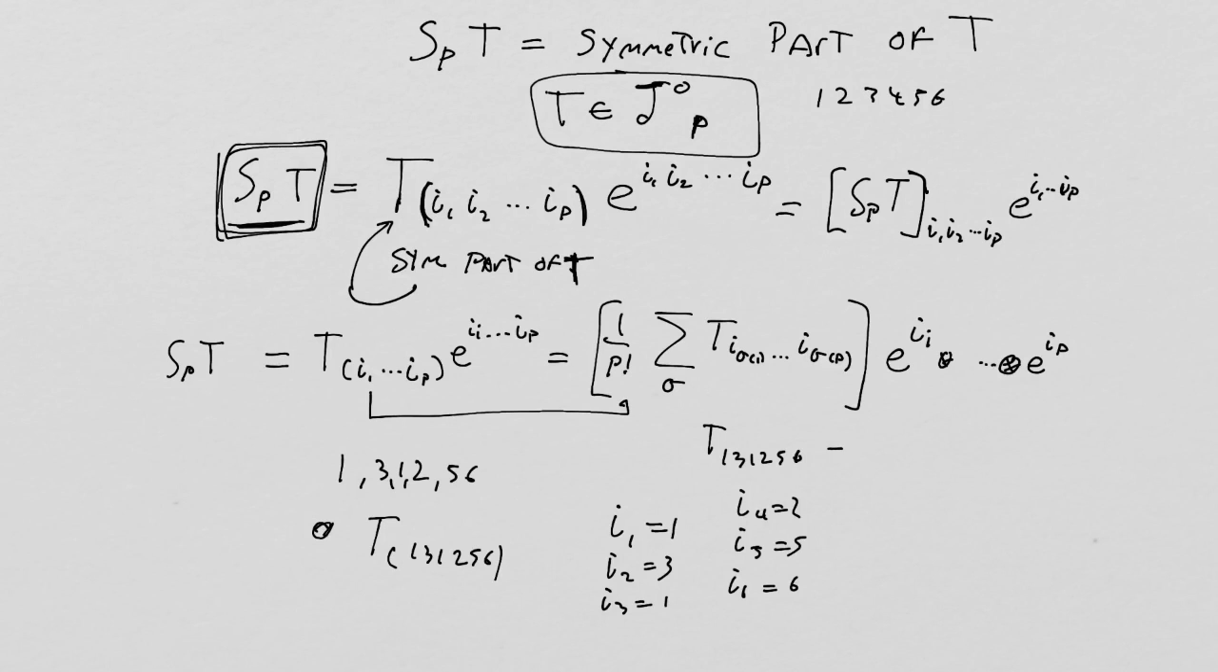So to that I need to add T 3, 1, 1, 2, 5, 6. Then I will have a permutation that swaps just the second two. So to that I add T 1, 1, 3, 2, 5, 6. And I do that until I've done every possible permutation, add those things all up, and divide by p factorial, which is the total number of permutations.